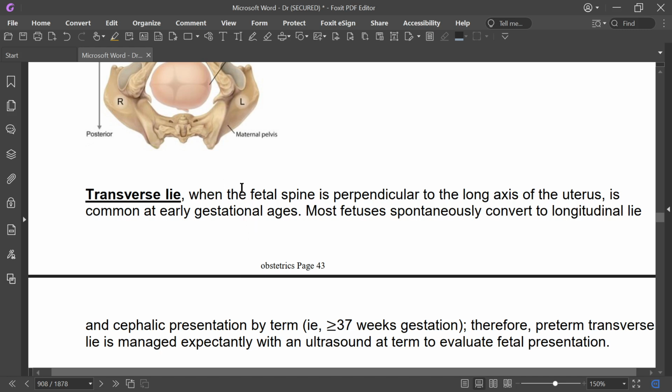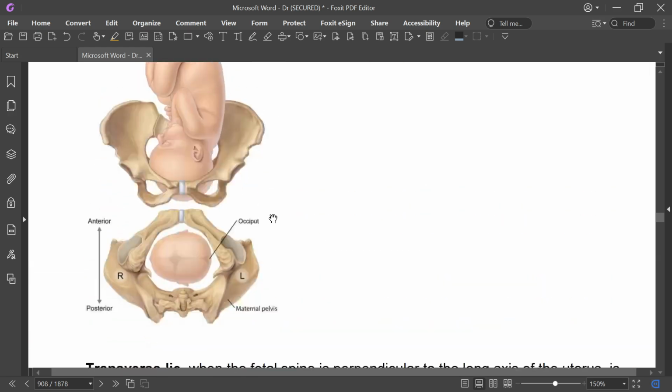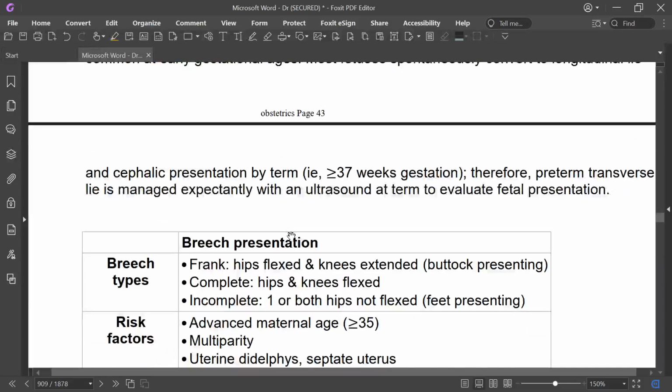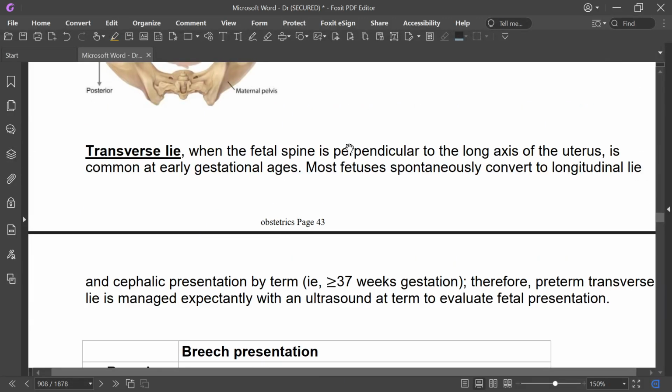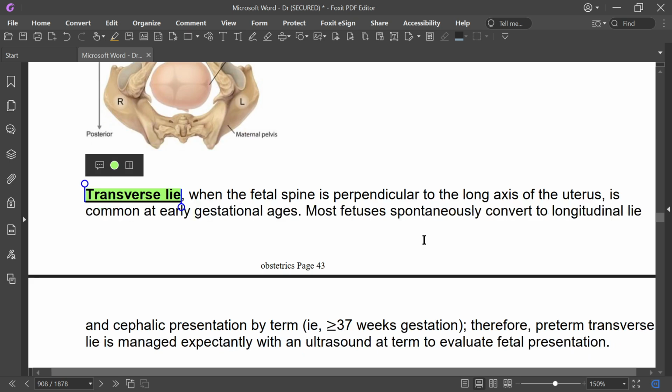Transverse lie: when the fetal spine is perpendicular to the long axis of the uterus. It is common in early gestational age. Transverse lie can happen in early gestational age. Most fetuses spontaneously convert to longitudinal lie.